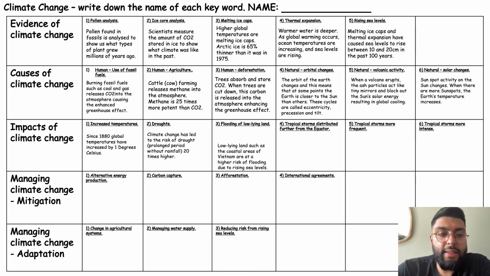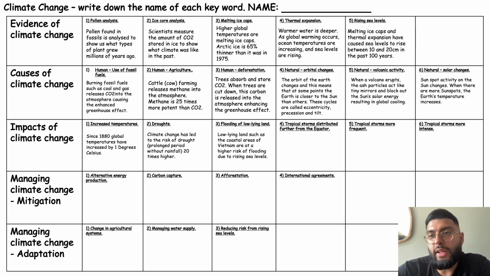Flooding of low-lying land is another impact of climate change. So low-lying land such as coastal areas of Vietnam, but we also see this effect in London with the Thames Barrier being used to combat this, leading to a higher risk of flooding due to rising sea levels.